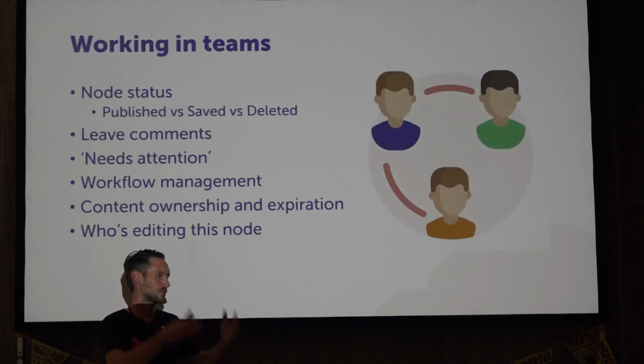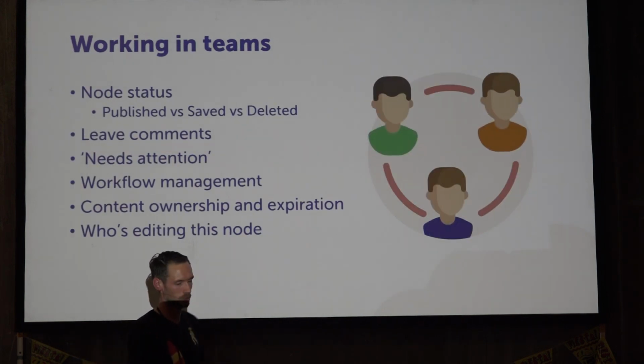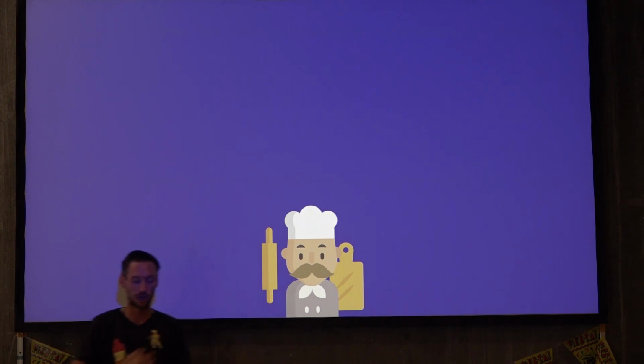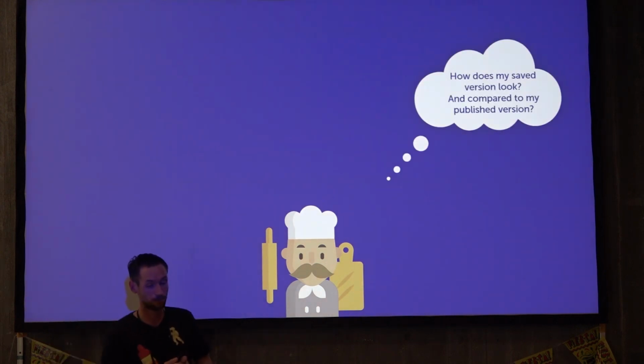So, third version, working in teams. Fourth version, we're getting there. Another one of my clients. How does my saved version look? If you save it, how does it look in the front end?